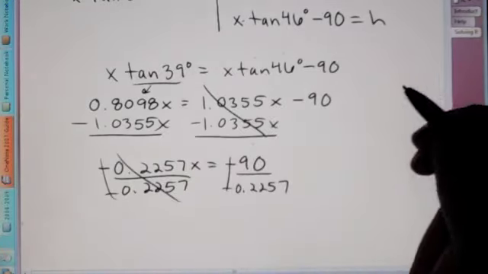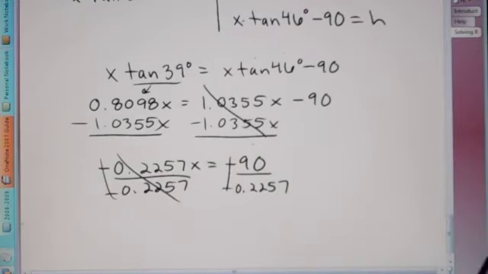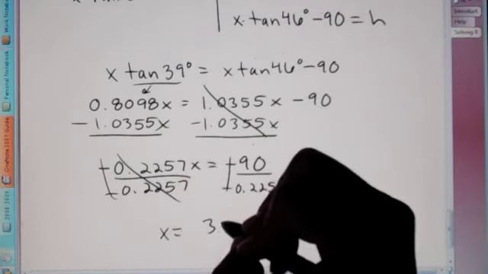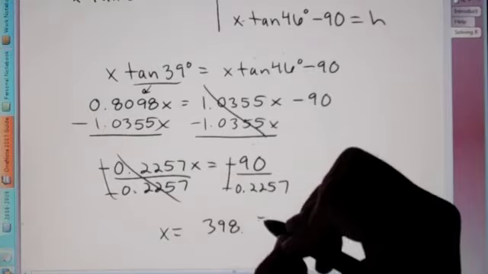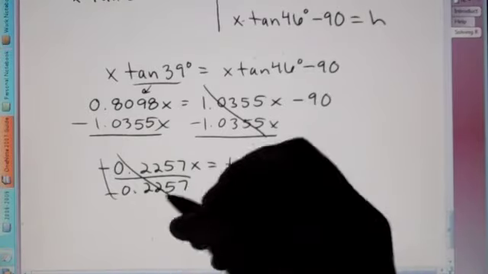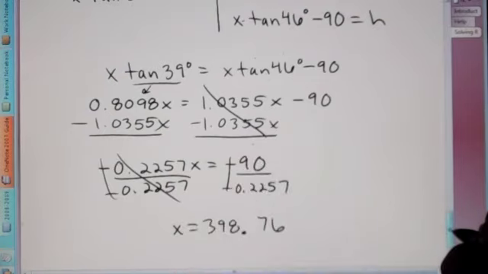You can't have a negative distance. So if you end up with a negative, there's something not right there. And we end up with x is equal to 398.76. Okay? So what we have to do is look at the directions.